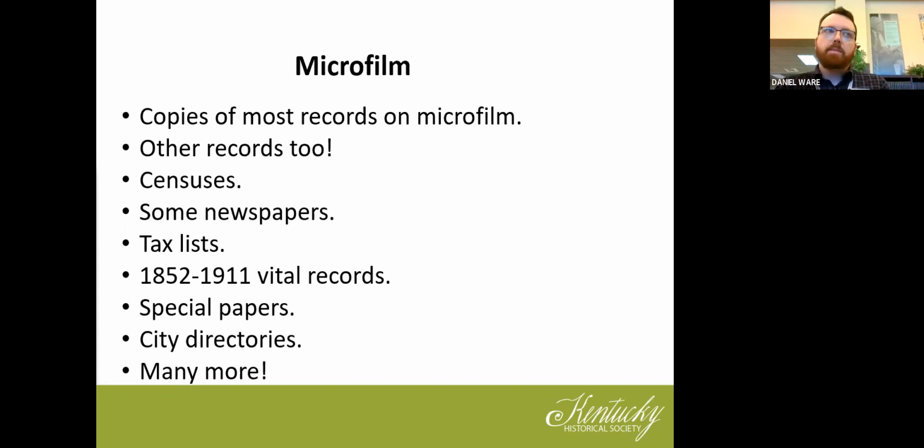We do have some newspapers. So there is a chance, depending on the county and the time period, that we may have the right newspaper if you're looking for a particular article or an obituary or something like that. We do have quite a bit of tax lists.